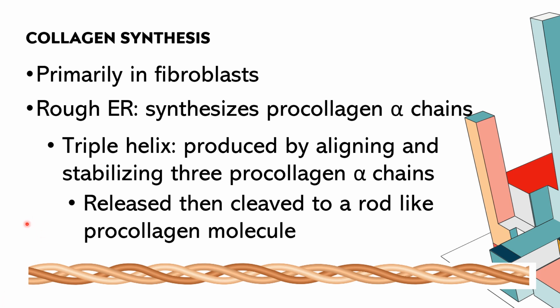With that, in your rough ER, there is a production of your triple helix that is produced by aligning and stabilizing three pro-collagen alpha chains. These are stabilized by disulfide bonds at their carboxy terminal. After the production of your triple helix, it is released, then cleaved to form tropocollagen-like pro-collagen molecules. Please note that different combinations of pro-collagen alpha chains produce the various types of collagen with different structures and functional properties.